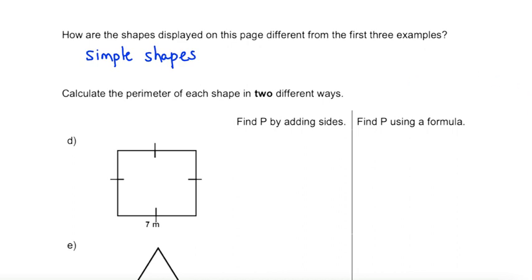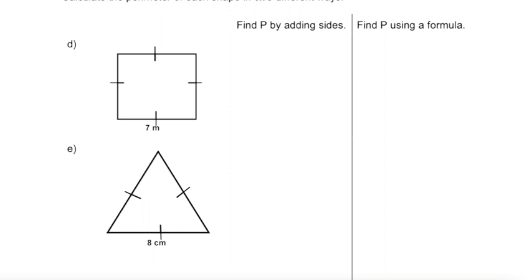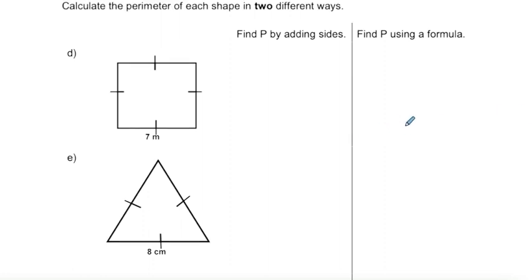So we want to calculate the perimeter of each of the shapes in two different ways. So we're going to first do it by adding up all the sides and then using a formula as well. So in example D, we have a square. All of the sides have the same length. That's what this means. So sides have the same length.